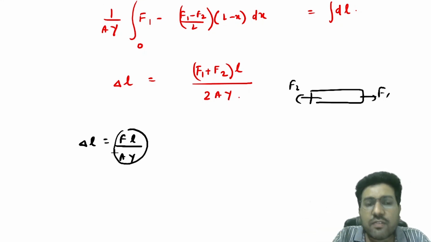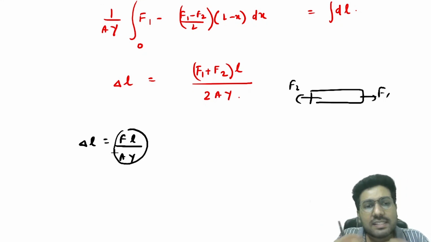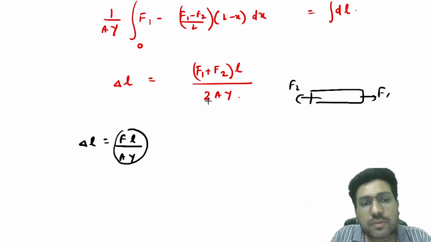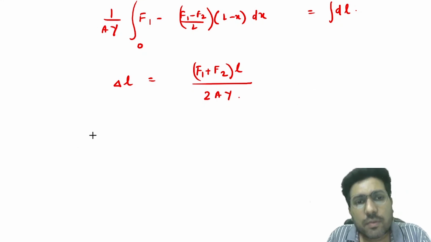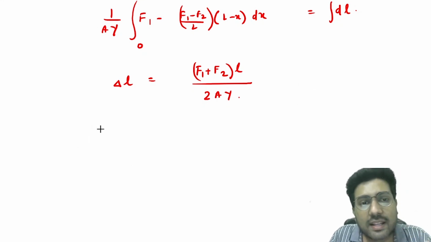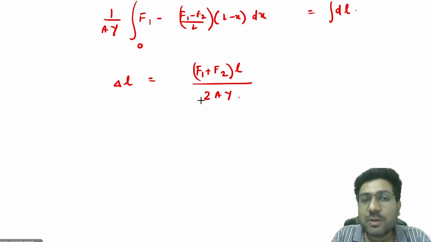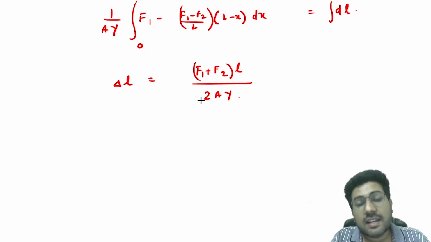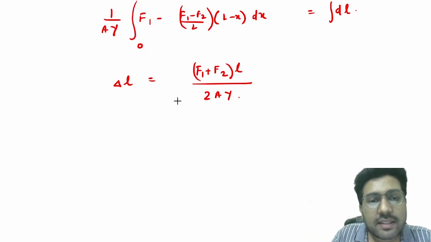Every time whenever the stress is linearly varying with x, the elongation will have a term 2 in the denominator. In fact, if tension or stress varies with x square, then there will be 3. But here obviously it is not 3, because stress is varying linearly with x. But if stress is varying as a function of x square, then here it will be 3.